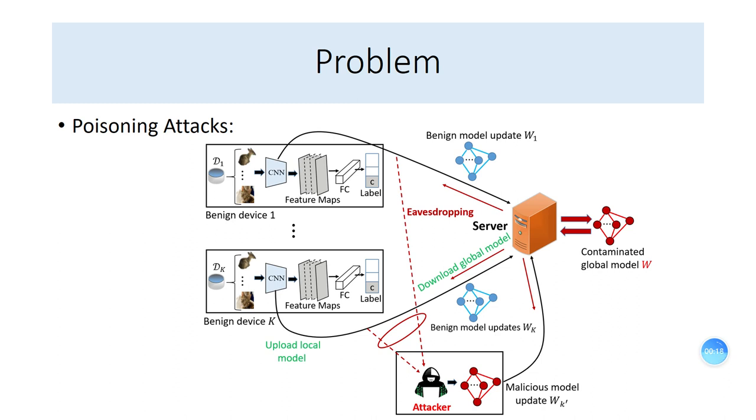The distributed architecture of federated learning makes it particularly susceptible to poisoning attacks. For instance, an attacker can overhear the benign local model updates and then generate a malicious local model update and further send this malicious one to the server, subsequently contaminating the federated learning global model.